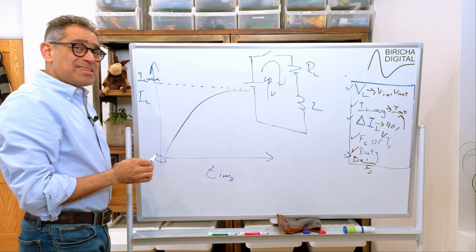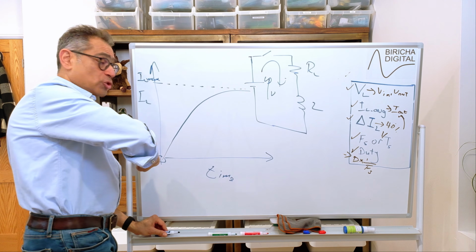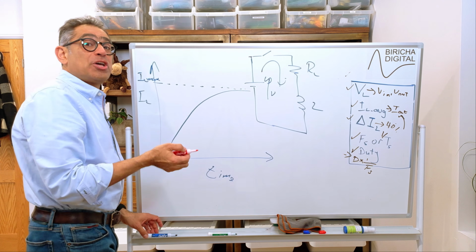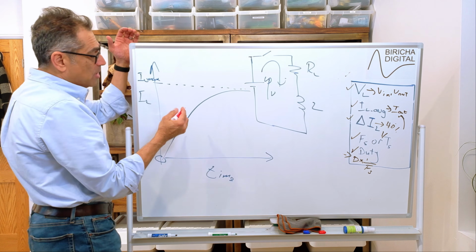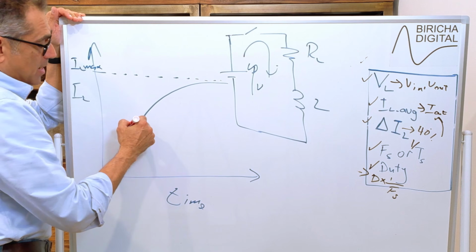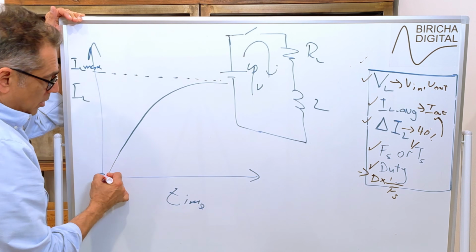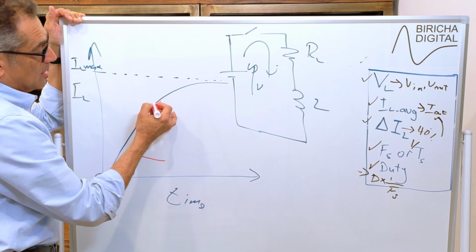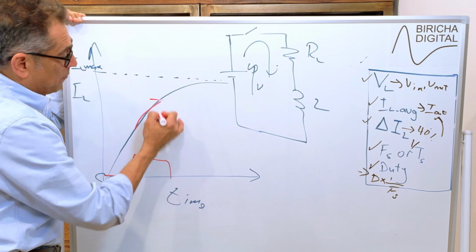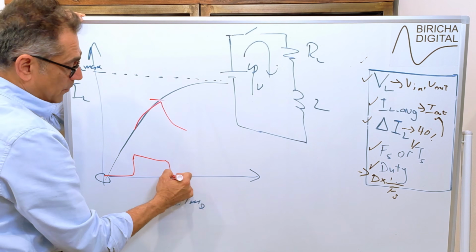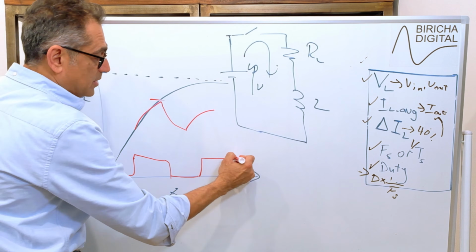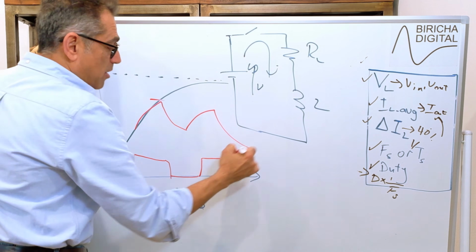Now, in a power supply, we don't allow the current to reach all the way up to the maximum level because we keep turning it on and off all the time. So let's say we turn the switch on here, the current in the inductor rises, then we turn the switch off and the current falls, then we turn the switch back on, the current rises, we turn the switch back off and the current falls.